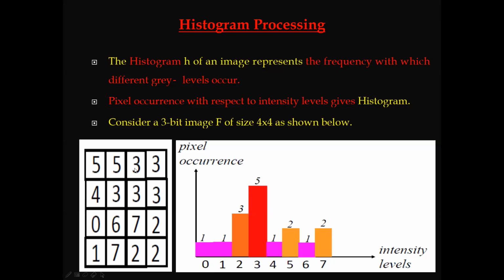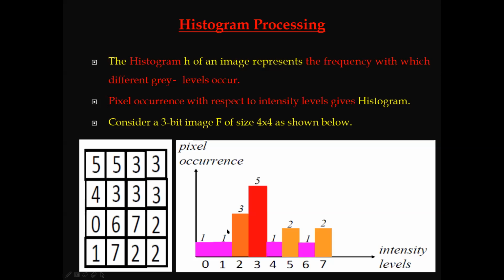Next, coming to 3, how many times does the intensity level or pixel value 3 occur? That is 1, 2, 3, 4, 5 times. Similarly, 4 occurs only once. 5 will be 2 times, 6 will be 1 time, and 7 is 2 times.